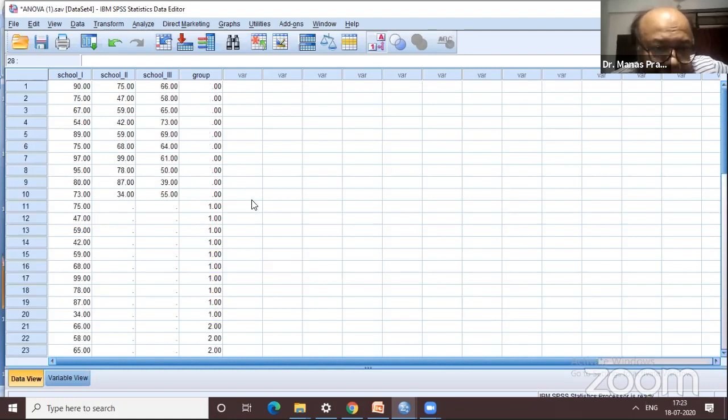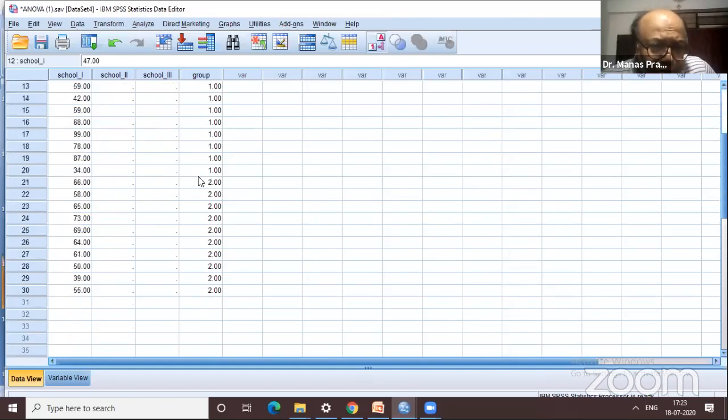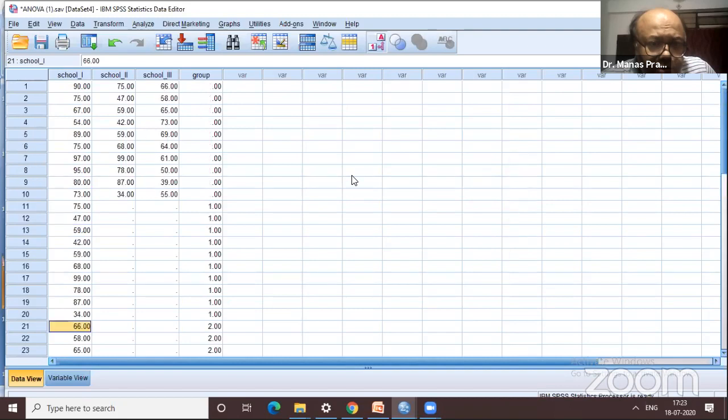It should be like this. We should have two columns. In one column we have the marks of all the students, and in the second variable we have the group variable, where we identify which school the student belongs to. Zero means the student belongs to the first school, and one means the second school. You can put 1 to 3 also, no problem. Two means the third school. For doing analysis of variance, you have to arrange the data in this pattern.